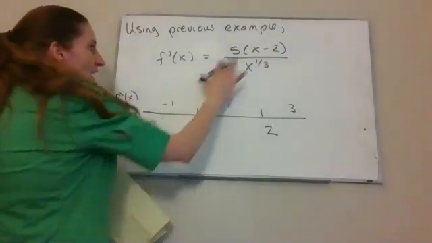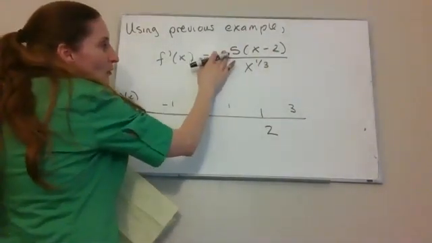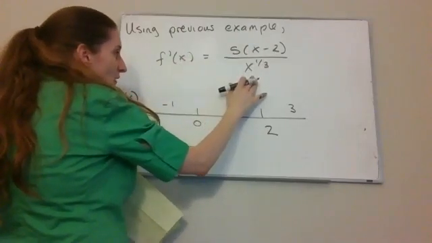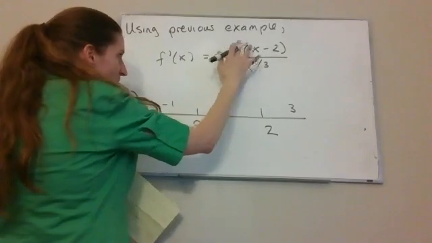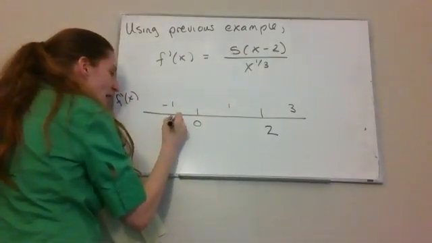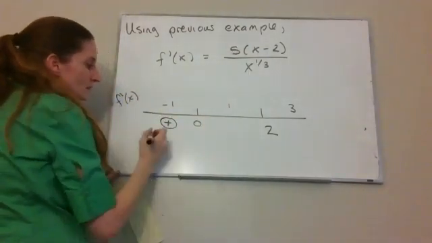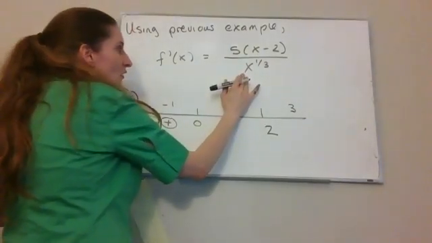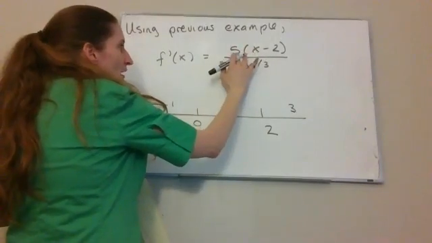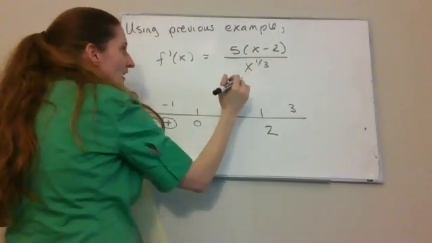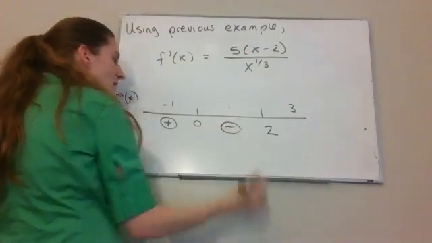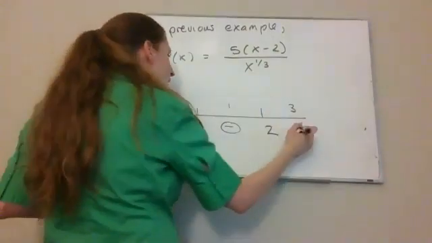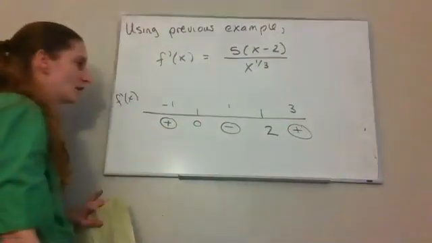If I plug a -1 in, the top is going to be positive times negative, and the bottom is going to be negative. So I would have negative over negative, which is positive. If I plug a 1 in, my denominator is positive. My numerator would be a positive times a negative, so it would be negative. And if I plug a 3 in, my numerator is positive and so is my denominator, so I get positive.